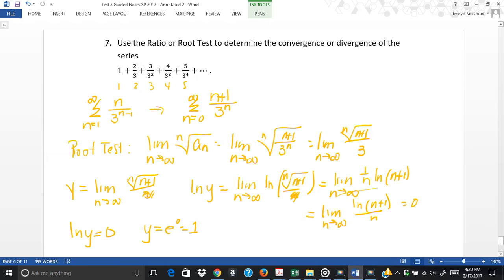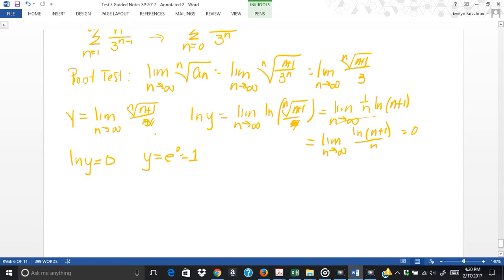Now, remember I had that 3, so I'm going to look at the limit as n goes to infinity, again, of this whole thing. I know the top is 1, and then I have 3, so it equals 1/3. Since it's 1/3, the series converges because it is less than 1.